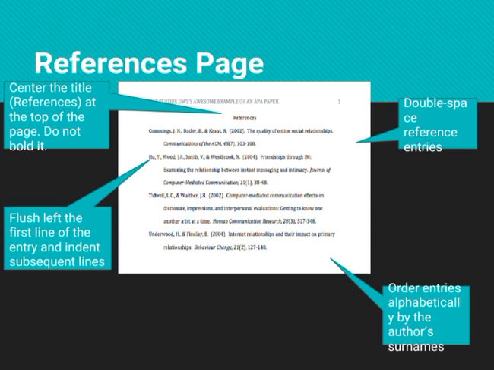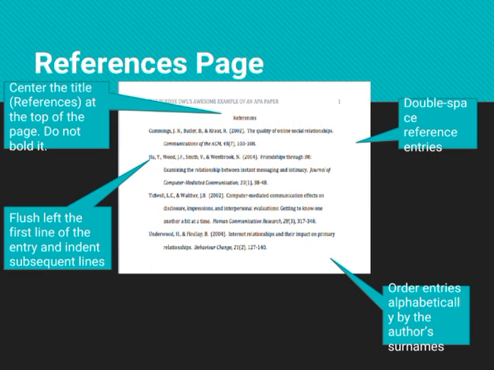So these were the in-text citations. Now we will discuss the references page. In the references page, basically we have to keep double-spaced reference entries. Then we have to order entries in alphabetical order by the authors' surnames.